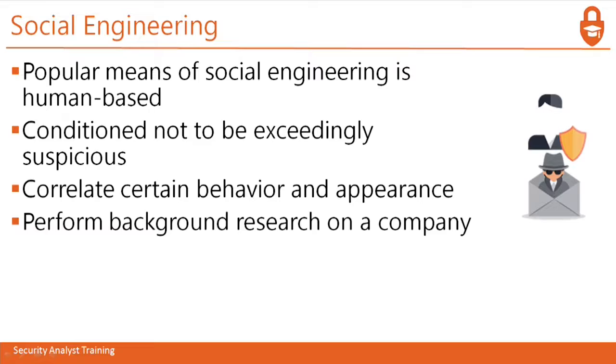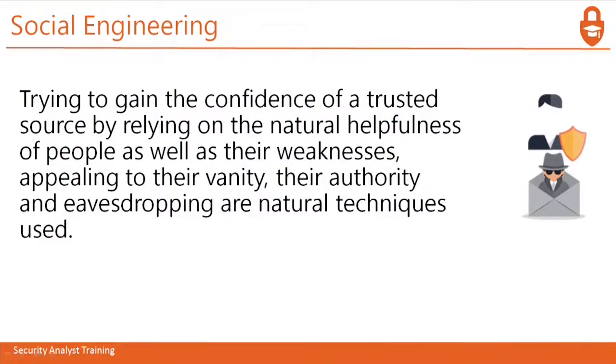So these are some of the key things that you have to know. You have to first do your background checks, your background information checks, make sure who the employees are, who the key people are, find vulnerabilities, and try to go from that side as a good penetration tester. All right, so trying to gain the confidence of a trusted source by revealing natural helpfulness is, as I said, the weakness of everybody, right? So appearing as trying to get some kind of authority and eavesdropping are natural techniques.